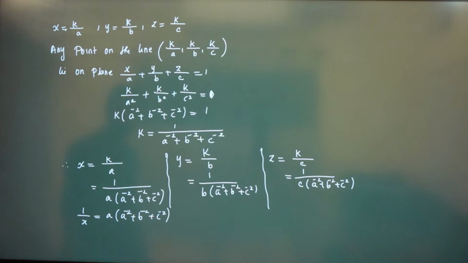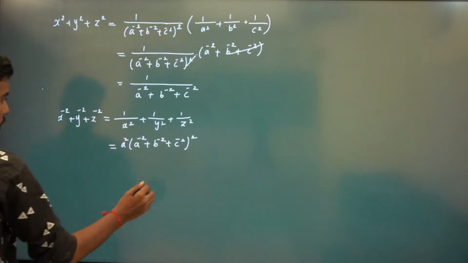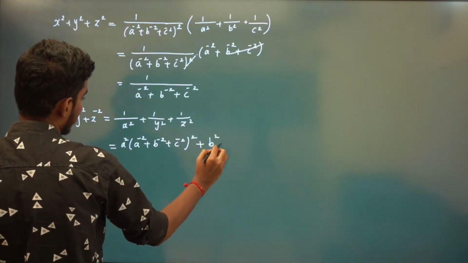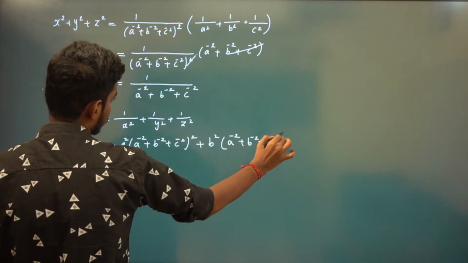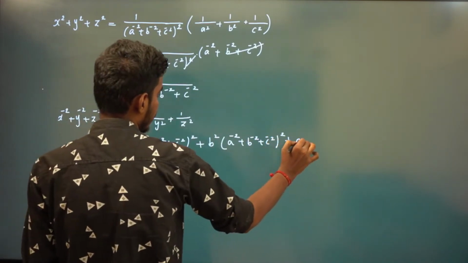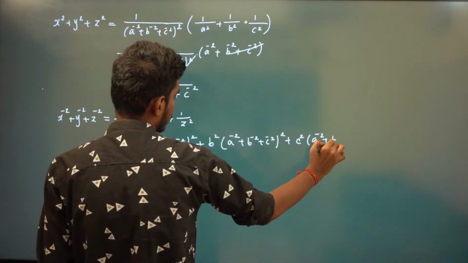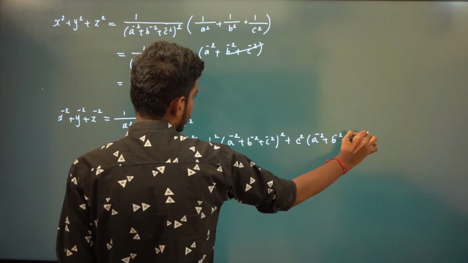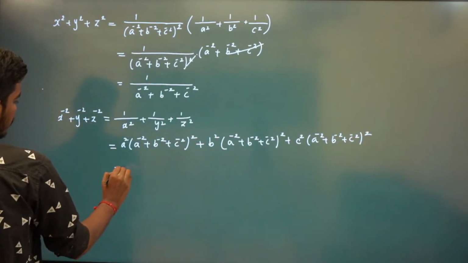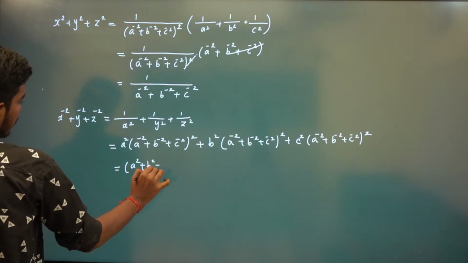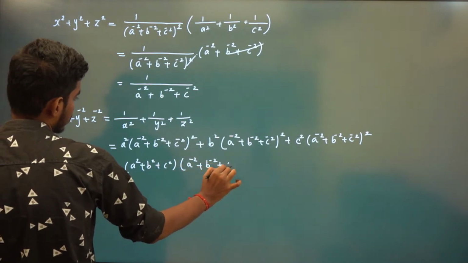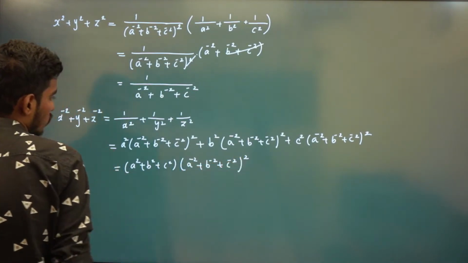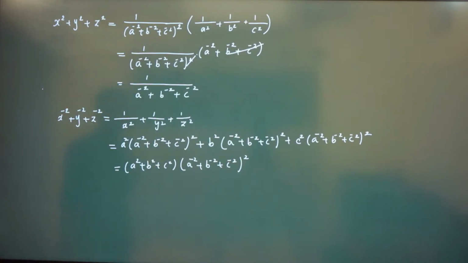So that means 1 by x square will be a square, and similarly this will be b square, a power minus 2, b power minus 2, c power minus 2 whole square. Z square will be again, I can take a square plus b square plus c square outside. So here you will have a power minus 2 plus b power minus 2 plus c power minus 2 whole square, right? Now we need to multiply this.